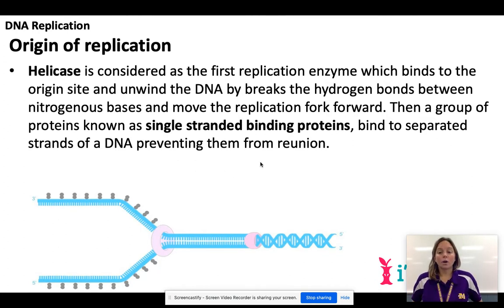In order for the replication fork to occur, so that the DNA polymerase can attach itself, I need to have helicase and I need to have the single-stranded binding protein. The helicase will bind to the origin site, so not just some random spot. It's a very specific spot on the DNA that it binds to, and it basically untwists, and you can actually see it right here. So we can see it untwisting the DNA. We want it untwisted so that we can actually have access to those hydrogen bonds.